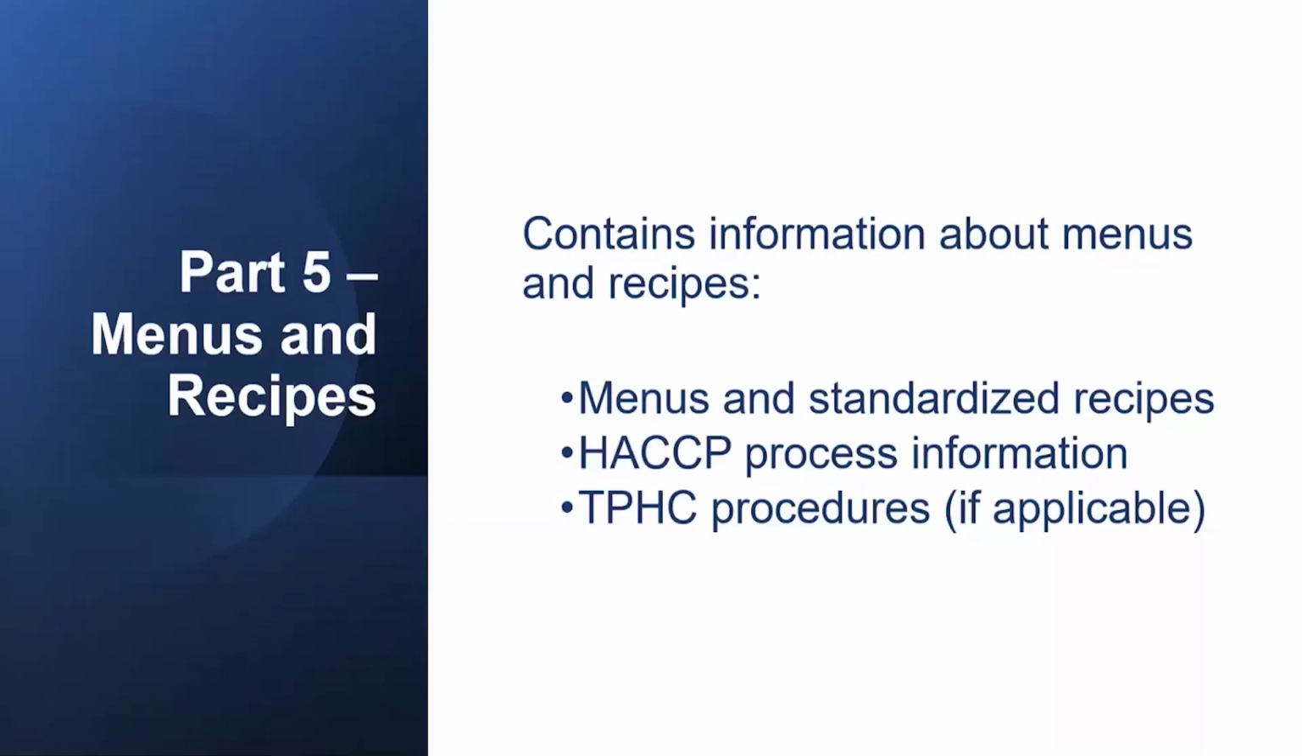The menu summary form is optional if all recipes are standardized and report the HACCP process. This section should also contain copies of each month or cycle menus and time as a public health control, or TPHC, procedures if they are applicable. Please note that we moved information on the different TCS food components to Part 1, as I mentioned earlier in this webinar.